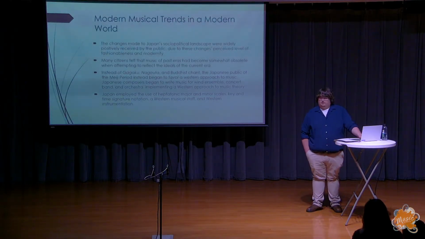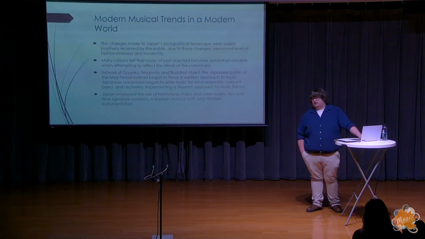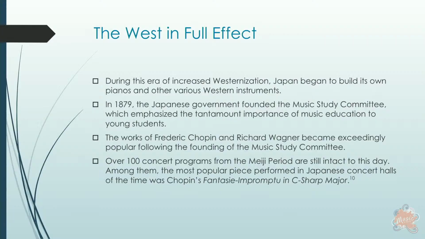As they implemented a Western approach to theory and to notation, they would begin using heptatonic major and minor scales and key and time signature notation, Western staves, and Western instrumentation as well. Japan began to build its own pianos and other Western instruments. The first piano was brought into Japan in the early 1870s. Not too long after that, the Treaty of Kanagawa was signed by German botanist Philip Franz Balthasar von Siebold. And with that first piano, they then reverse engineered making their own pianos and other various Western instruments.